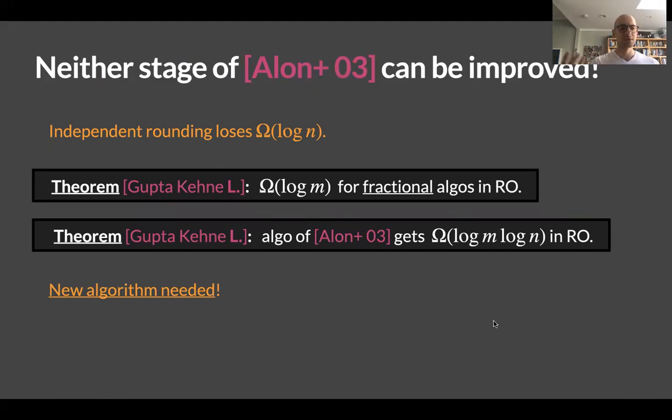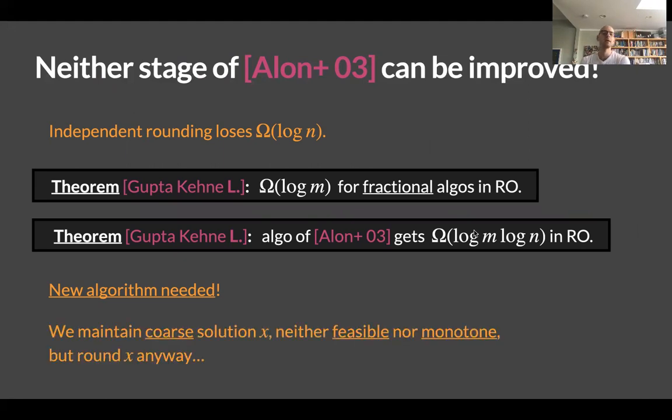And the way that we circumvent these seemingly damning barriers is that we maintain, you can think of the algorithm as maintaining, a coarse solution X, which is neither truly feasible nor truly monotone, and yet can be rounded online in random order in such a way that it satisfies the claimed guarantees. Now, if that sounds mysterious, hopefully it'll be more clear in the remainder of the talk.